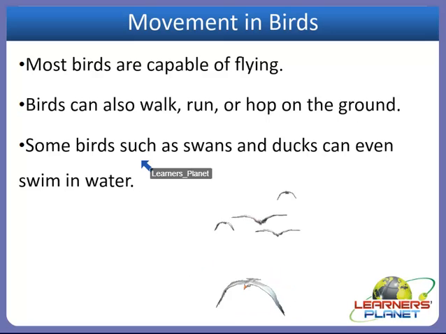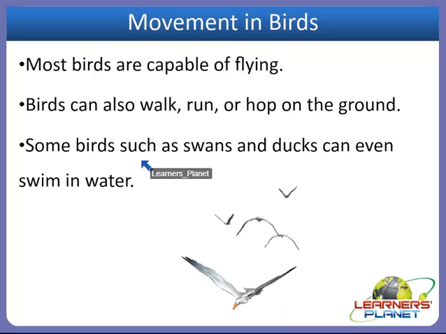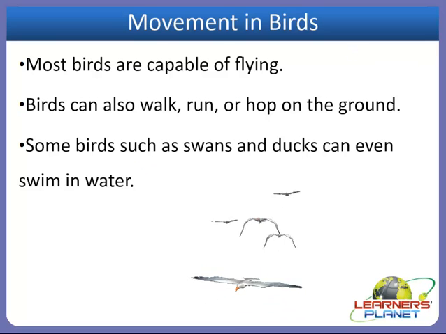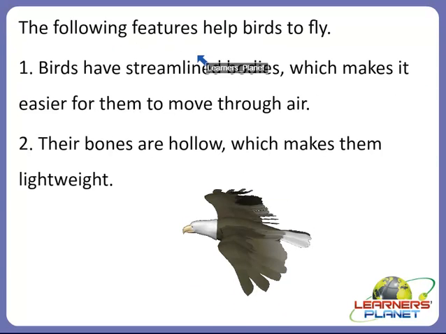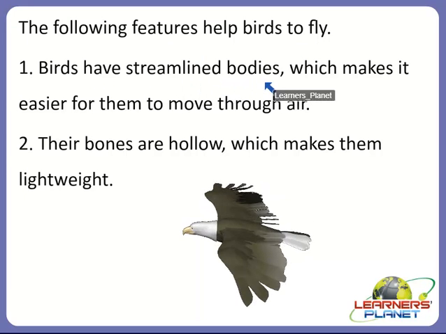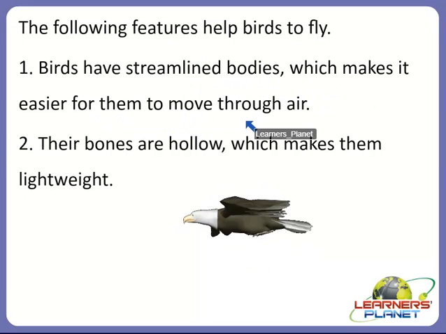When the wings move up and down, they are also moving forward through the air along with the rest of the bird. Close to the body there is very little up and down movement. Farther out toward the wingtips there is much more vertical motion. Let us see the features of the bird which help them to fly. Birds have streamlined bodies which make it easier for them to move through air.